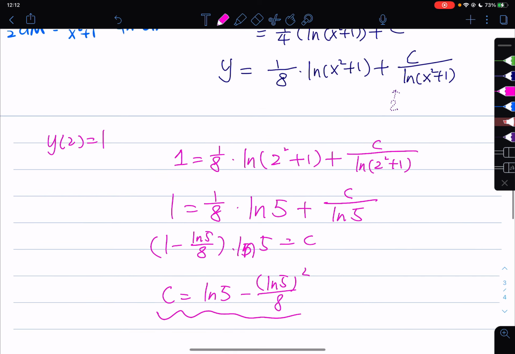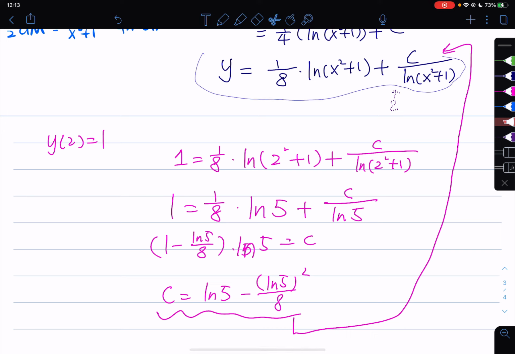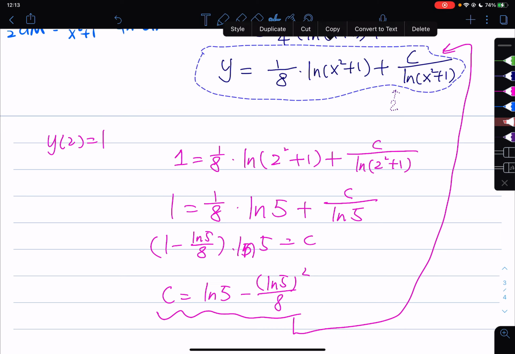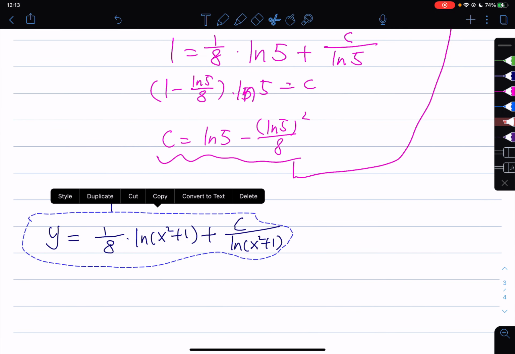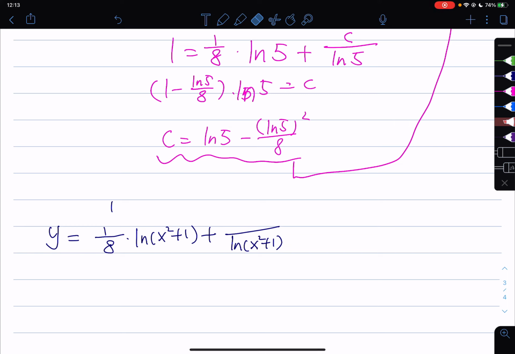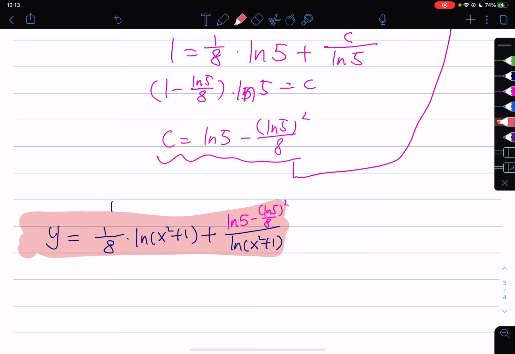So your final answer is to have the c plugged back into it. So that is supposed to be my final answer. Well, technically I should have copy pasted and rewritten my answer. So let's put it down here and rephrase my c, which is ln 5 minus ln 5 squared over 8. And here's our final answer. Okay, so that's it.